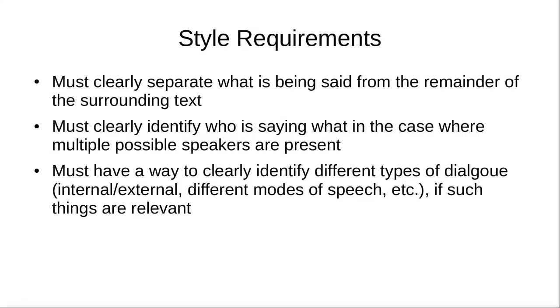There also has to be a way to identify different types of dialogue if that is relevant in the context. That could be anything from internal or external speech, say an internal monologue compared to speaking out loud, or different methods of speaking, say in a science fiction setting where you have aliens that have an incompatible vocal tract, and that happens to be important for identifying how communication is going on. In a lot of cases, this isn't going to be relevant, but the internal-external distinction shows up a lot more often than you might think in narrative writing.